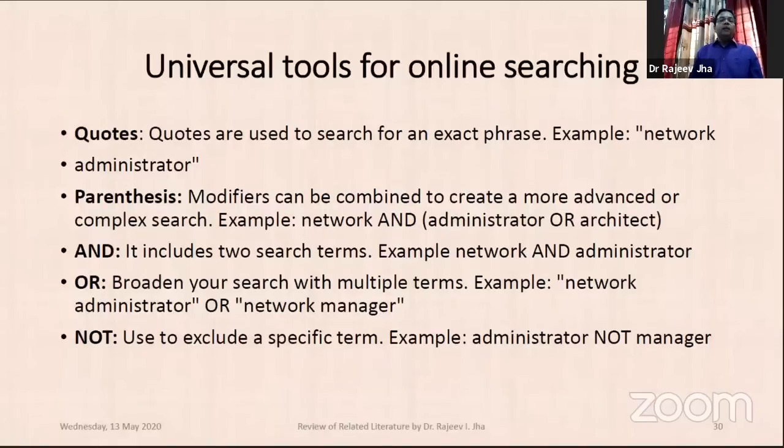For example, I want to know network and administrator or architect. So this type of combinations can be used. And means it includes two search terms. The example could be network and administrator, or broaden your search with multiple terms. Example, network administrator or network manager.